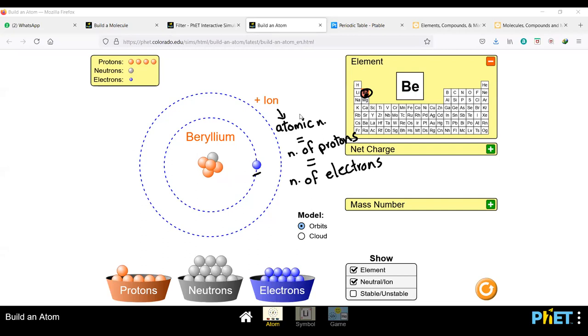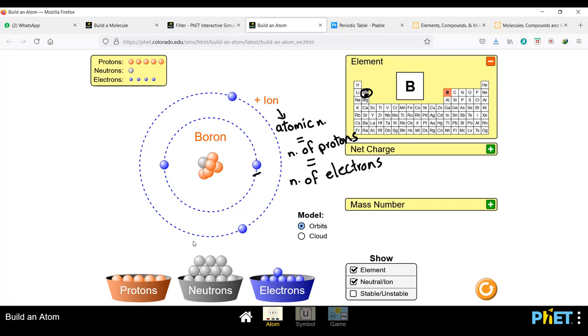Okay, so like we said, the atomic number is showing us the number of protons or the number of electrons. I have here 4 protons, so I have 4 electrons revolving here. This is the beryllium atom. How about if I add one more proton? Will it stay beryllium, or will it change? It will be changed. It's boron now.